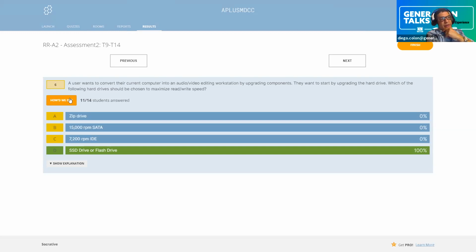Now, the other two that are available is a 15,000 RPM SATA or a 1700 RPM IDE. Out of those two, which one's faster? The SATA. 15,000 SATA. Why is the 15,000 SATA faster than the 1700 IDE? IDE is parallel, it's older, and it's a slower connection, plus the number of rotations of the disk. The RPMs are higher on SATA.